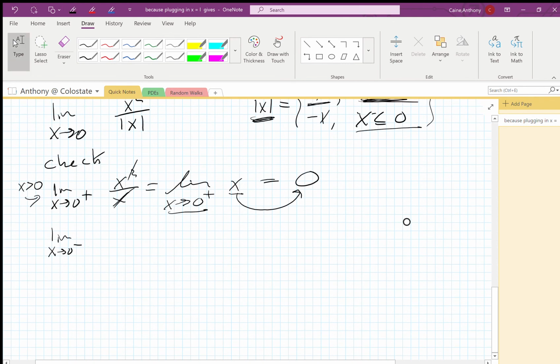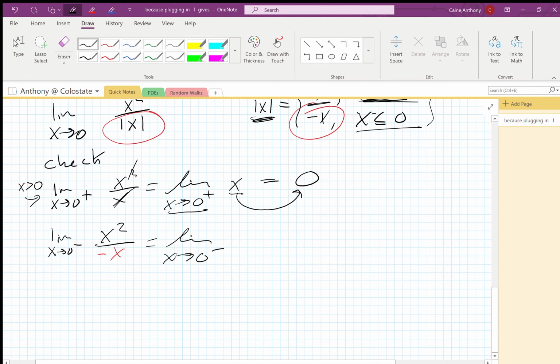Case 2, x squared. The bottom, which was absolute value of x, is now negative x, and that's the limit as x goes to 0 from the left. I cancel an x, and I have negative x, and x is going to 0, so negative x still goes to 0. Hey, these are equal. So we can conclude the limit as x goes to 0 of x squared over absolute value of x is 0.